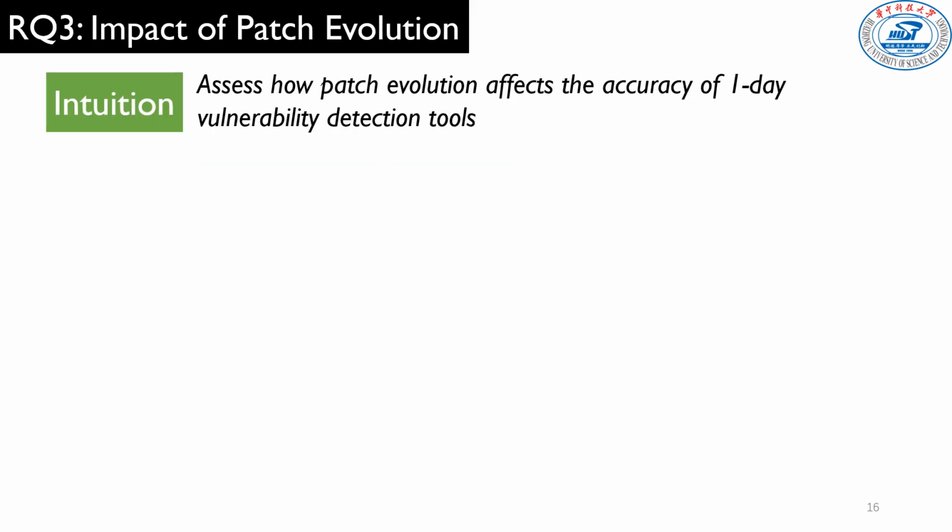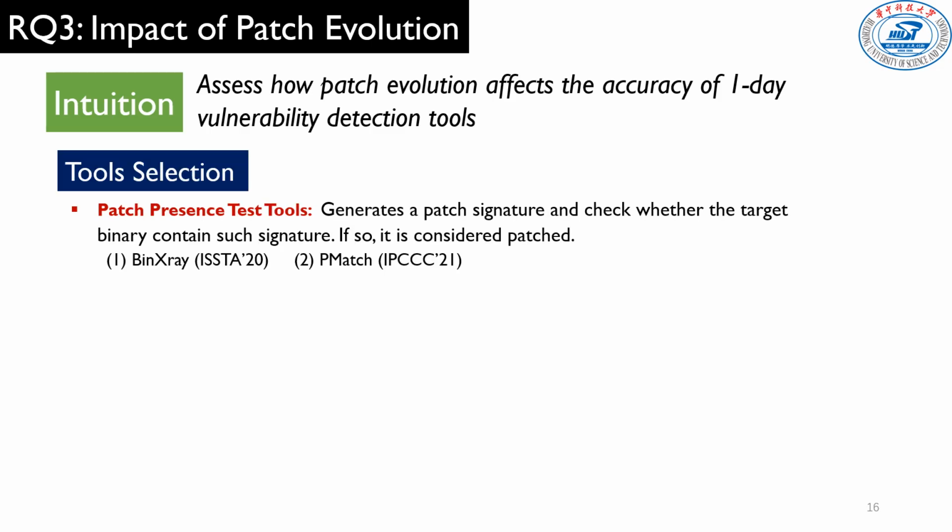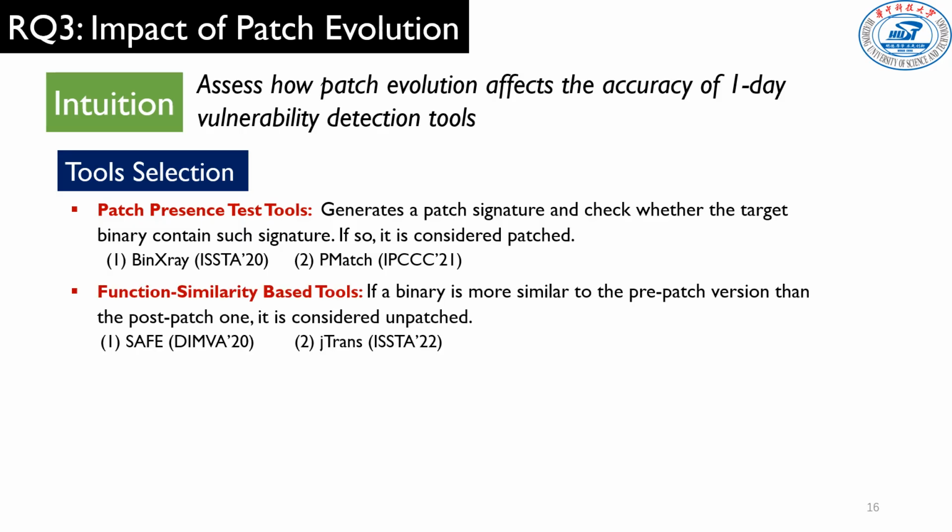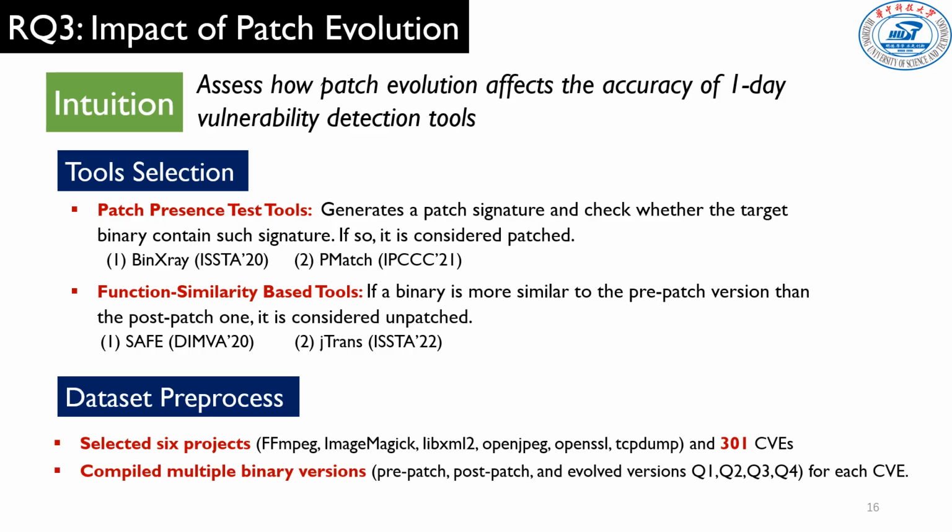Patch evolution also impacts the accuracy of one-day vulnerability detection tools. We examine if it affects 2 types: patch presence test tools, which verify if the binary contains the original patch, and similarity-based tools, which compare the target binary to the pre-patch version. To test these tools, we selected 6 projects with 3-in-1 CVEs. We compiled multiple binary versions, including pre-patch, post-patch, and 4 evolved versions for each CVE.